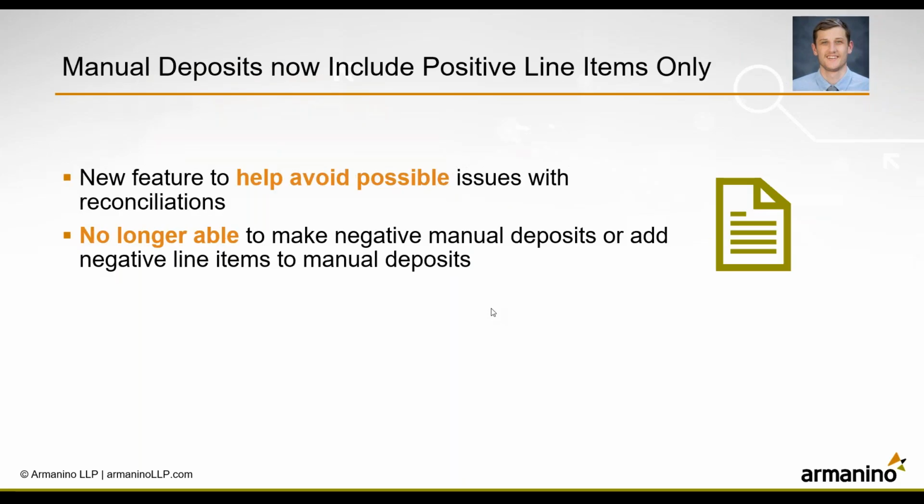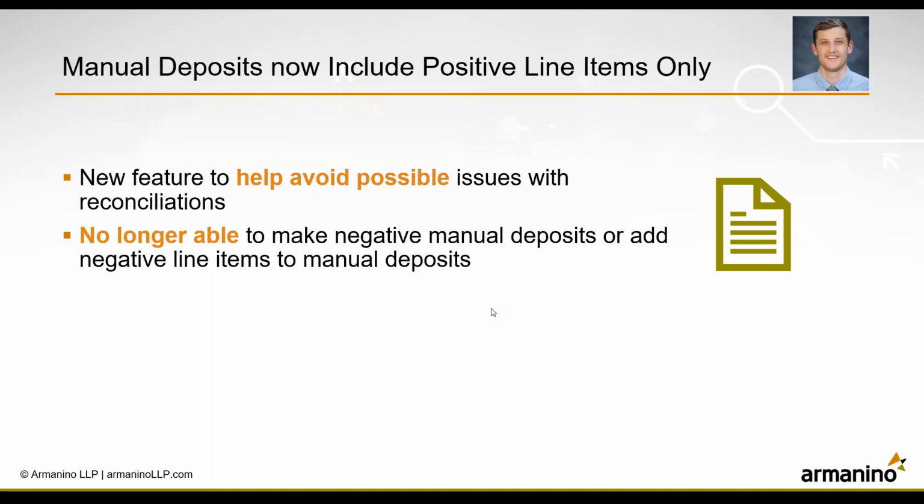And then finally, in accounts receivable, we have that manual deposits now include positive line items only. So this is a new feature to help avoid possible issues with your reconciliations mainly. So manual deposits will now only include positive line items, which means that you're no longer going to be able to make any negative manual deposits or add negative line items that you might have in the past to a manual deposit that you're creating.